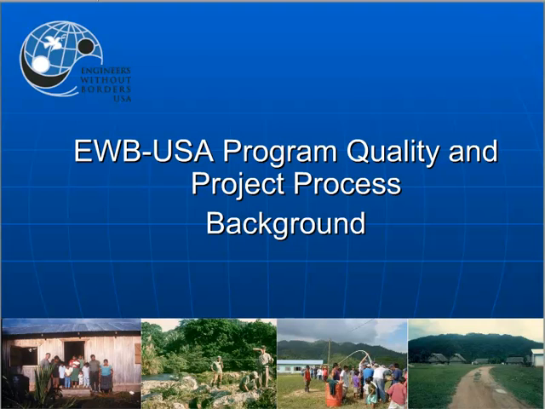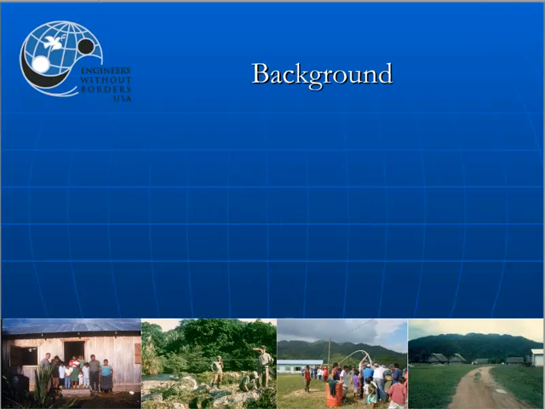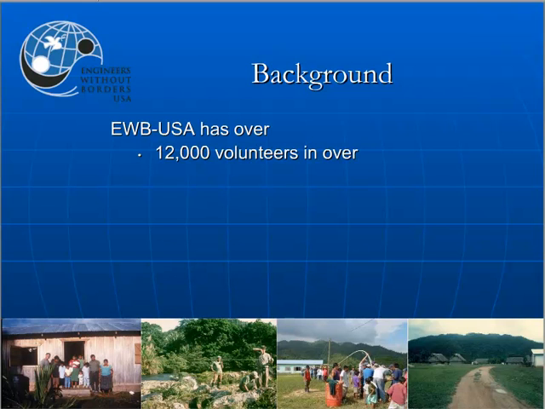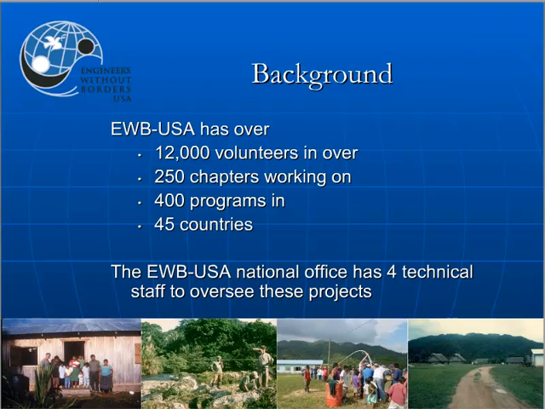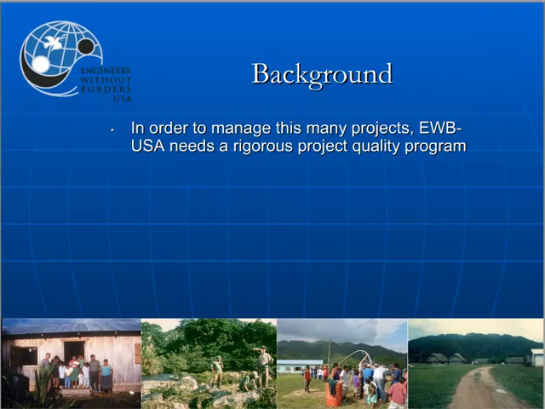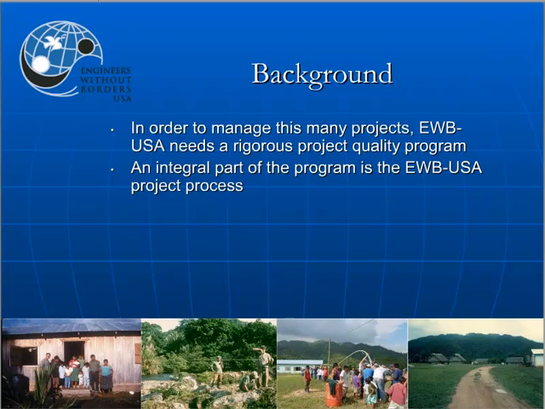So firstly, let's go over our program quality and project process and just the background to start with. EWB USA has over 12,000 volunteers working in over 250 chapters on 400 programs in 45 different countries. And the EWB USA National Office has 4 technical staff to oversee all this activity. So as you might imagine, in order to manage this much activity, this many projects and programs, EWB USA needs a rigorous quality assurance program.